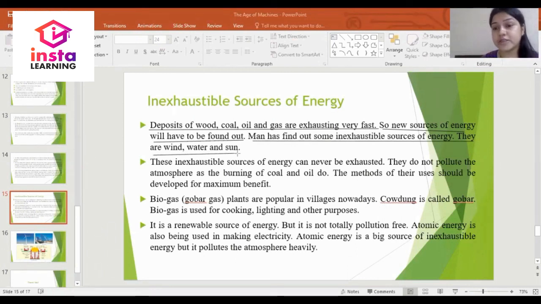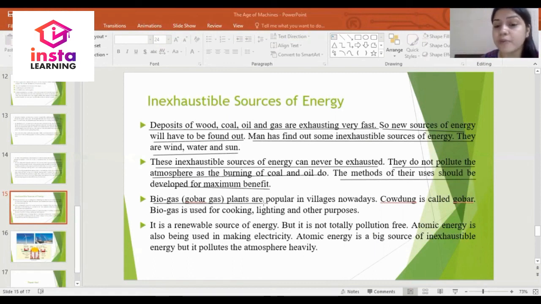So what is an inexhaustible source of energy? Wind, water and sun are examples of inexhaustible sources of energy. An inexhaustible source of energy can never be exhausted. These cannot get finished. Water cannot be exhausted, wind cannot be exhausted and the sun cannot be exhausted. They do not pollute the atmosphere as burning of coal and oil do. The methods of their use should be developed for maximum benefit.